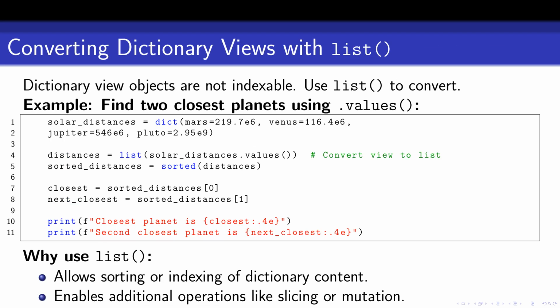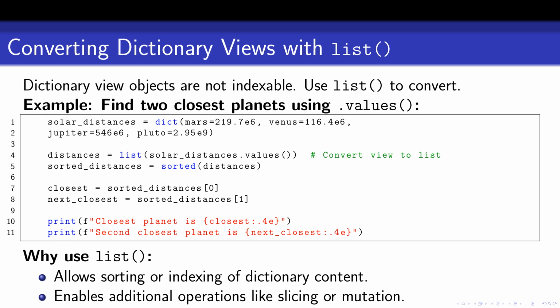Dictionary view objects, like those returned by values or items, are not directly indexable. If you want to sort, slice, or access elements by index, you must first convert the view to a list using list. This is especially useful when you want to analyze dictionary content, such as finding the closest or largest values. For example, you might extract distances from a dictionary, sort them, and pick the smallest two values.